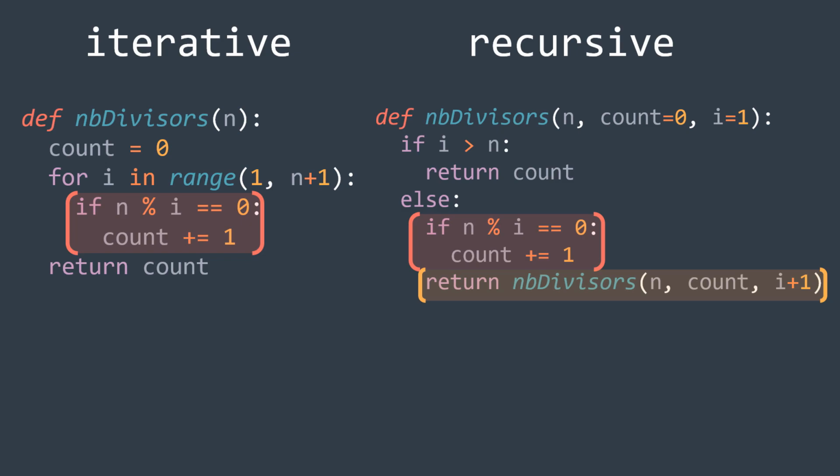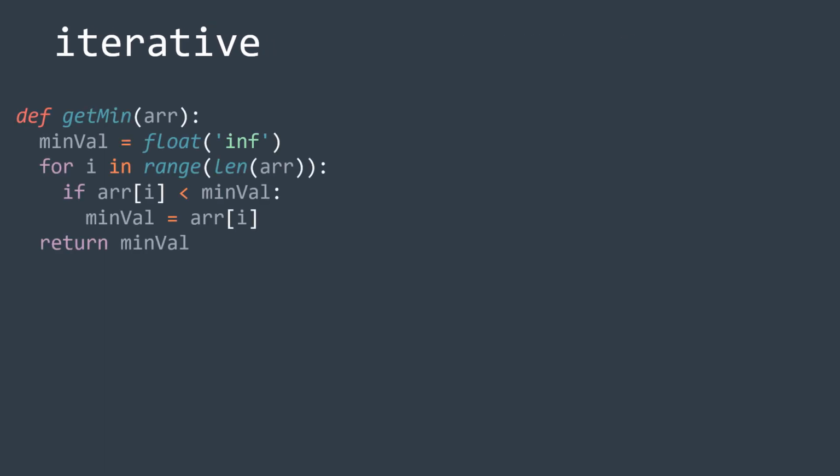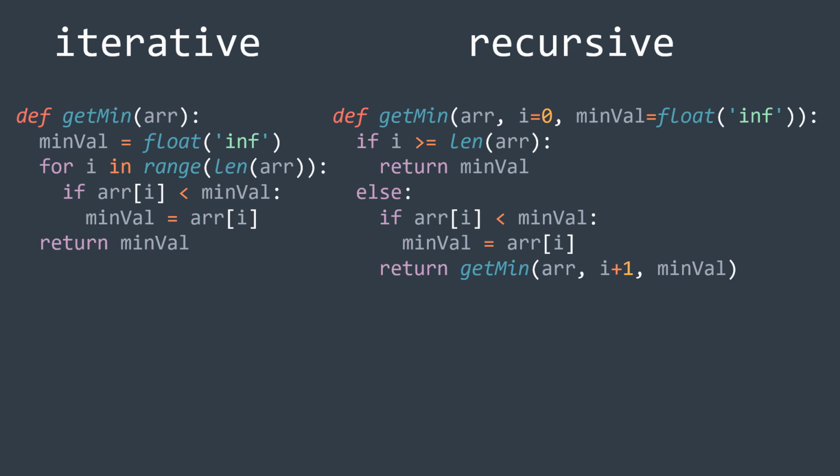We can also use this technique to traverse an array or string recursively. For example, we want to get the minimum value from an array. Iteratively, we could write this. And recursively, local variables are i, the index, and minVal. They become extra parameters. The base case is when i reaches the length of r. It means that we traversed all the elements. We write, if i is equal to length of r, we return minVal.